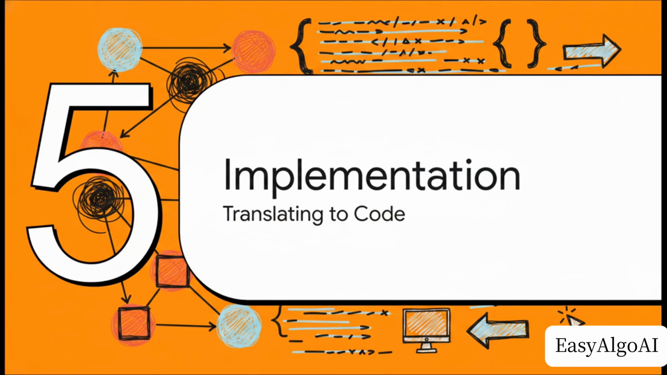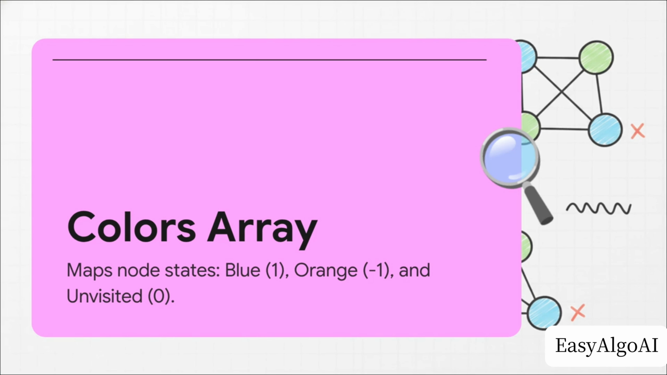All right, final section, Section 5, implementation and complexity. Let's translate these visuals into actual code. Obviously, in our code implementation, we don't use literal buckets of paint, right? Instead, we map our colors to simple integers. We'll represent blue and orange using the numbers 1 and -1.